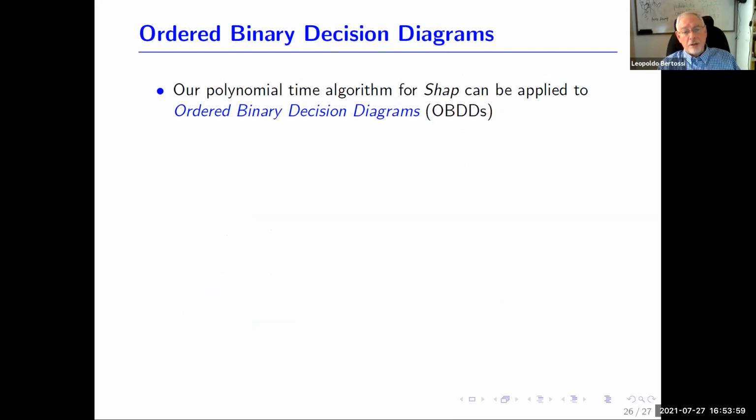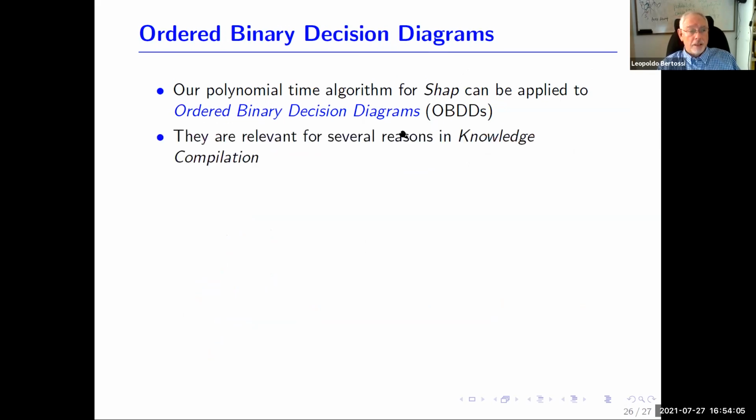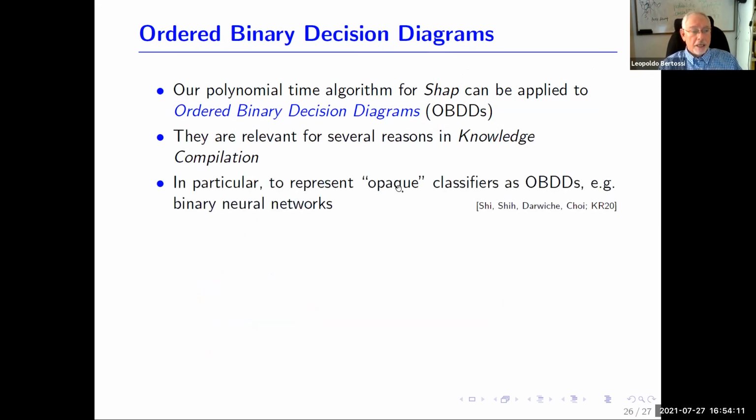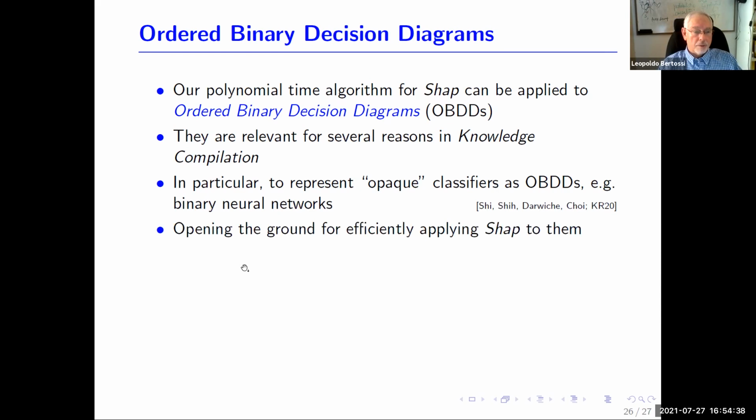So our polynomial time algorithm for Shap can be applied to ordered binary decision diagrams, as I mentioned before. And they are particularly relevant for several reasons in knowledge compilation. In particular, to represent opaque classifiers in this form. For example, binary neural networks. There is interesting work by Darwiche and co-authors in this direction. So if we represent the neural network as an OBDD, well, we can start applying Shap to those alternative representations. So I think that is interesting. That's why I said before it is relevant for what is going on these days.